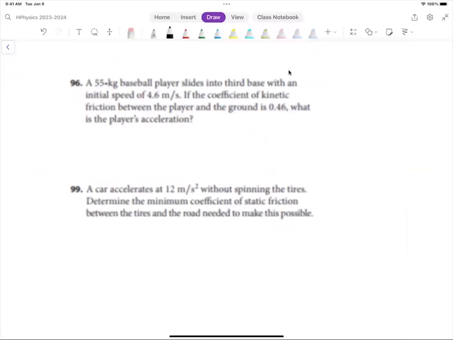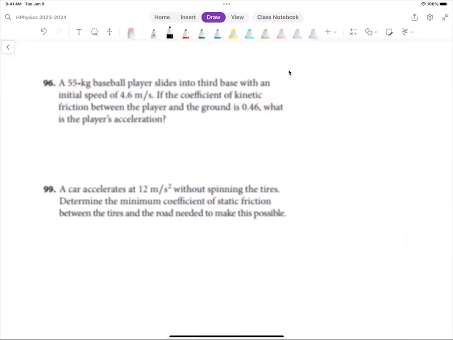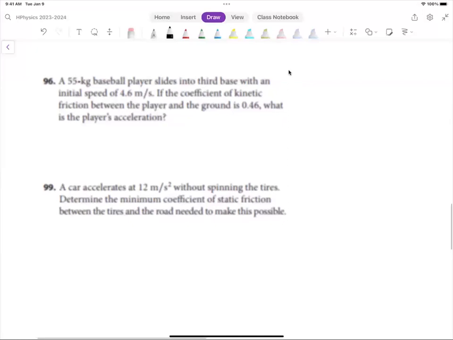A 55-kilogram baseball player slides into third base with an initial speed of 4.6 meters per second. If the coefficient of kinetic friction between the player and the ground is 0.46, what is the player's acceleration? So here is the player sliding into third base. The velocity initial is 4.6 meters per second. They told me mu sub k is 0.46.